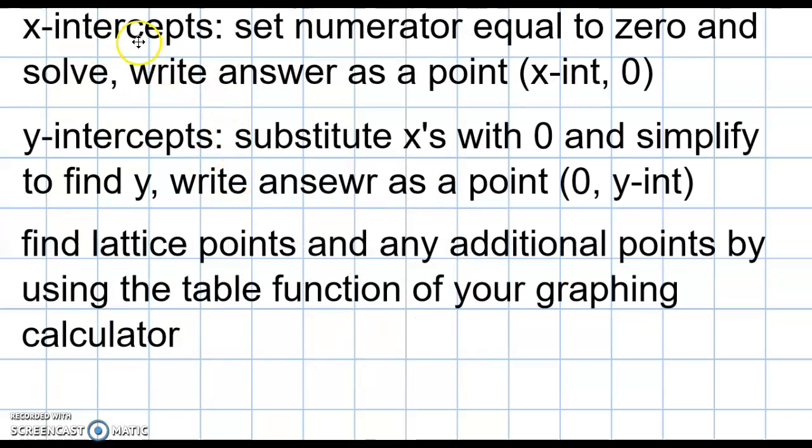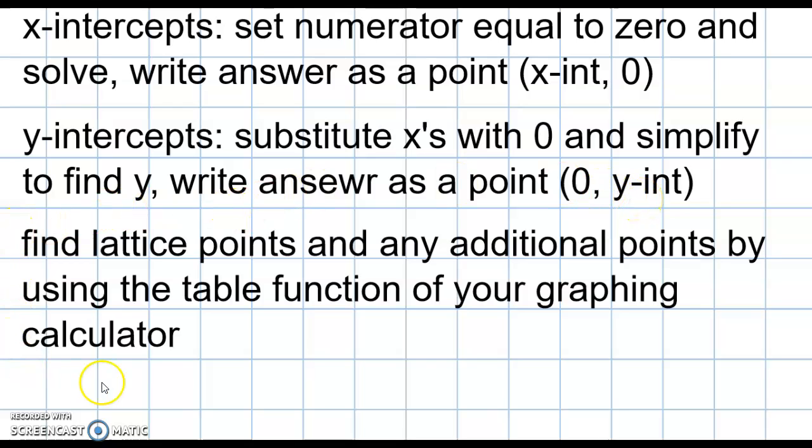To find the x-intercepts, we're going to set the numerator equal to 0 and then solve. And we just want to make sure that if I'm asking you to write what the x-intercepts are, not just graph them, you need to make sure that you write it as a point with the x-intercept, comma, 0. Y-intercepts we get by substituting 0 for x in our rational and then simplifying to find the y value. And again, just like the x-intercept, if I'm asking you to state it, you need to write it as a point, 0, comma, and then whatever the y-intercept is.